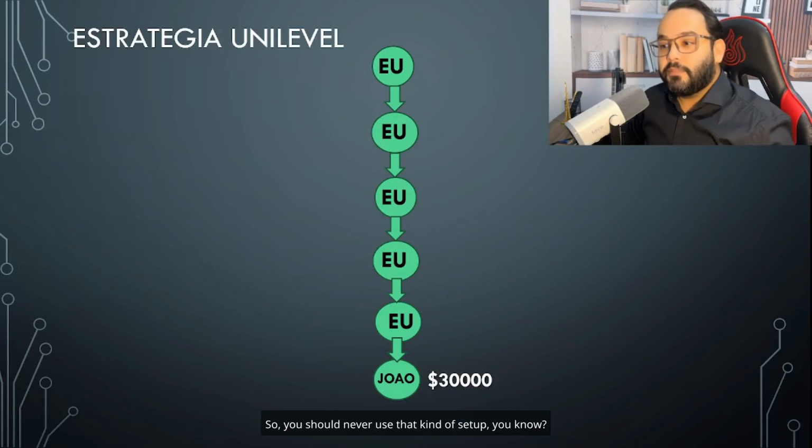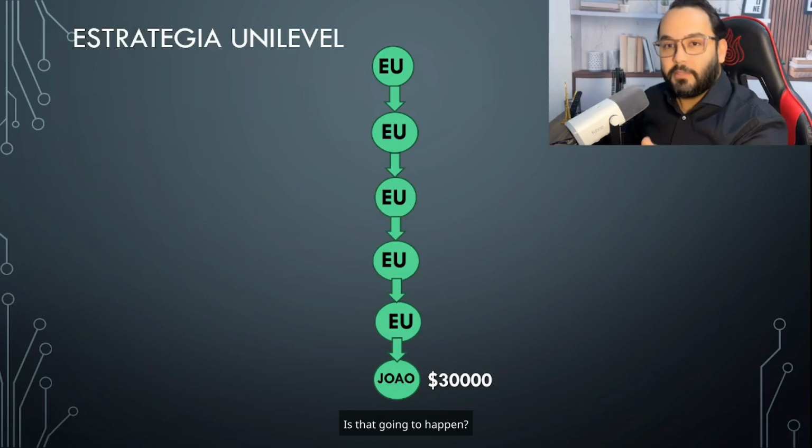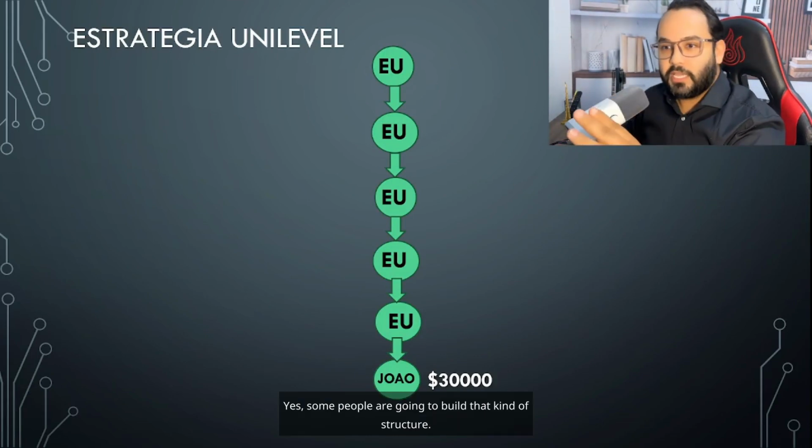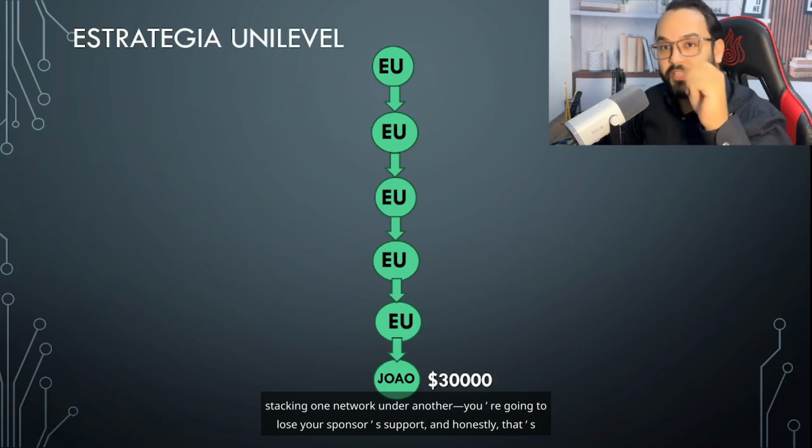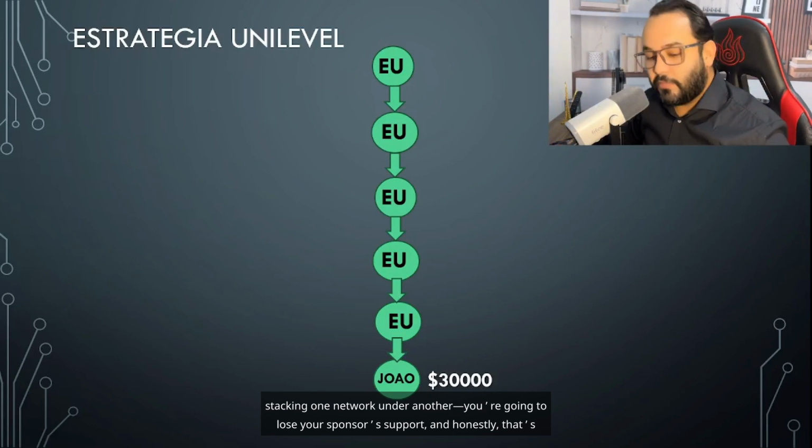It's a lot. So you should never use that kind of setup, you know? Is that going to happen? Yes, some people are going to build that kind of structure. But when someone does that and their sponsor sees it, because they can actually view the structure, seeing you stacking one network under another, you're going to lose your sponsor's support, and honestly, that's more than fair.